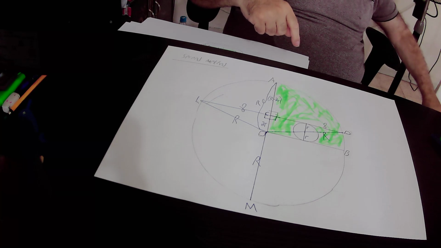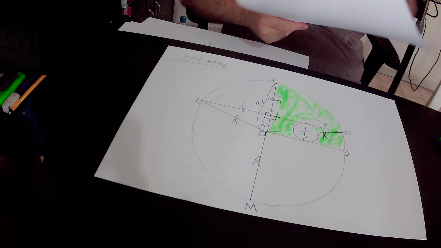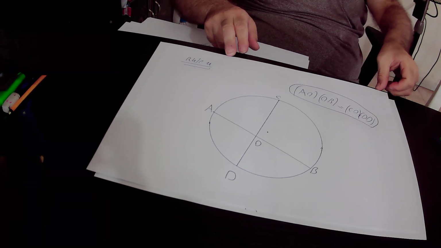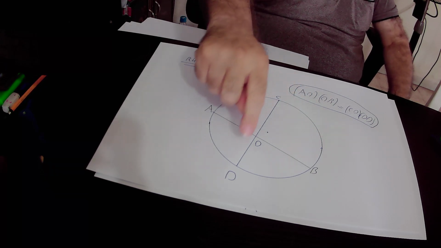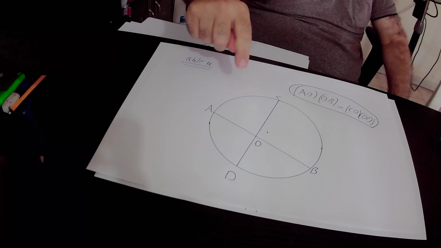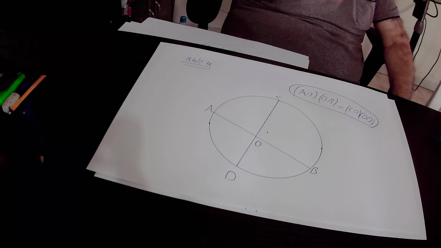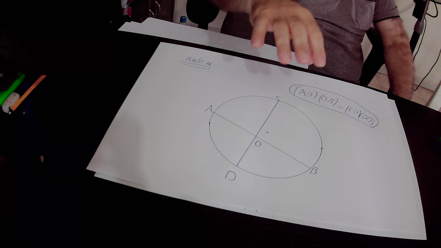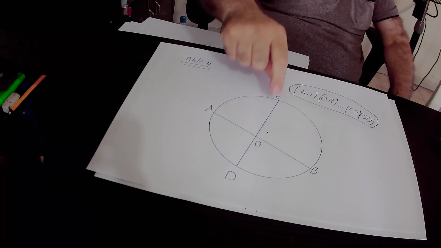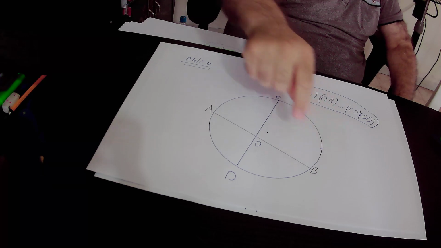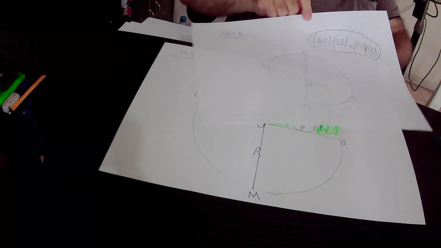So here is rule number 11. According to rule number 11, if we have chord AB that intersects with chord CD at point O, the intersection point of chord AB with chord CD, then the following equation is true: AO times OB equals CO times OD. Again, AO times OB equals CO times OD. We can implement rule number 11 in our drawing, right?